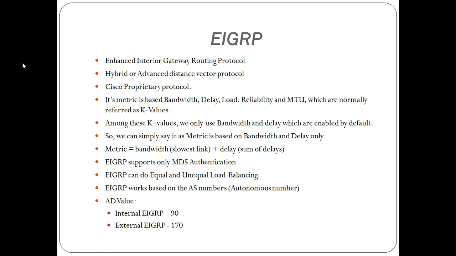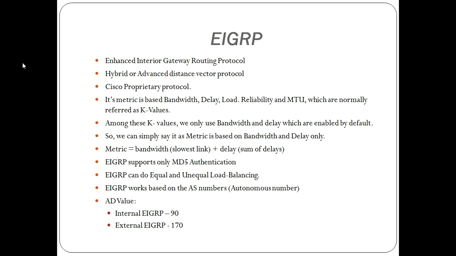EIGRP works based on the autonomous system, that is the AS number. The AS number is nothing but a unique identifier for EIGRP in the network, so that the routers can communicate. It has to be the same on the routers. It's just an identity for the EIGRP network.